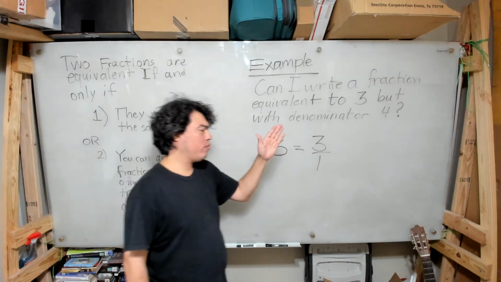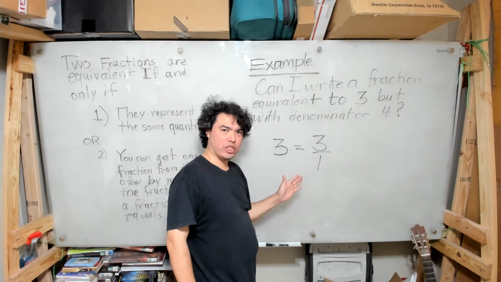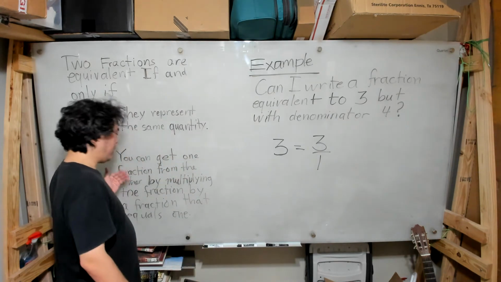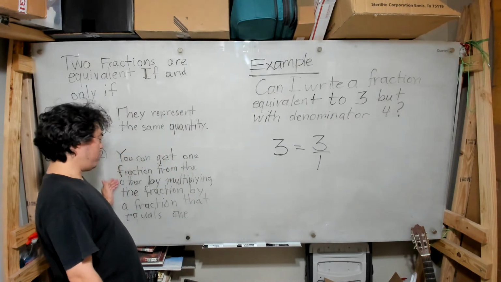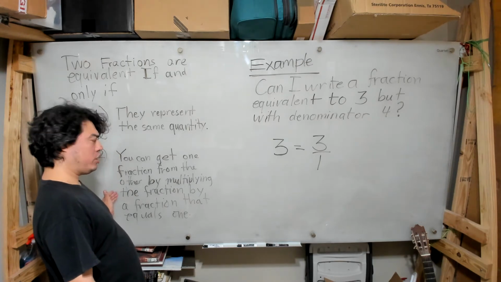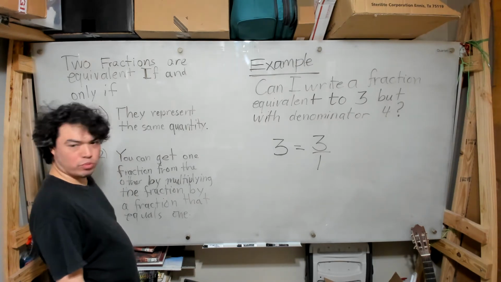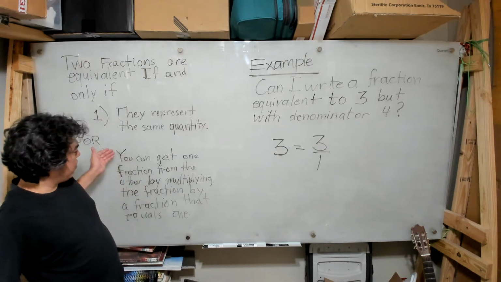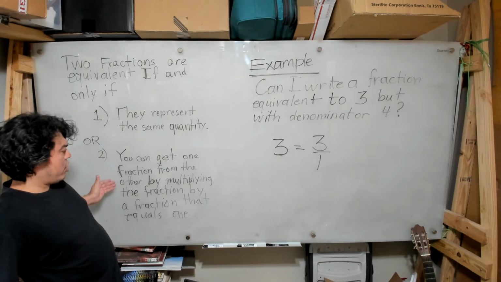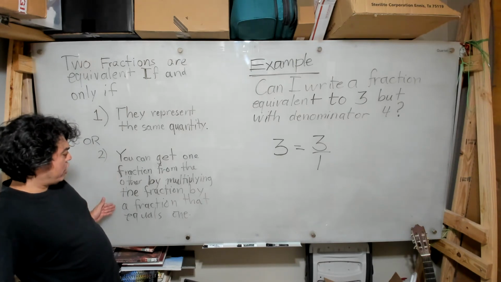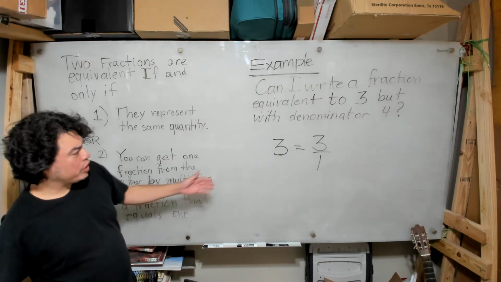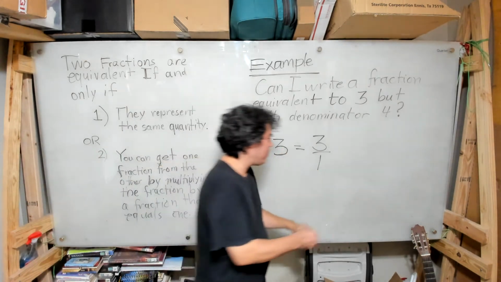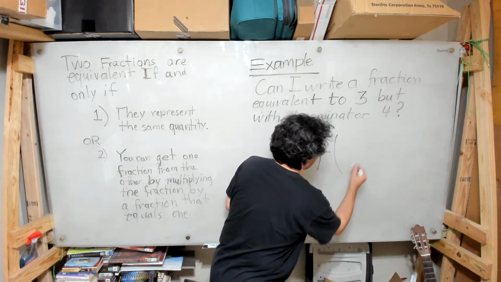So I ask myself, okay, if I want an equivalent fraction, I can see from my rule here that I can get an equivalent fraction from another by multiplying the fraction that I have by a fraction that equals 1, right? So here I have 3 over 1, and I'm going to multiply it by a fraction that equals 1.